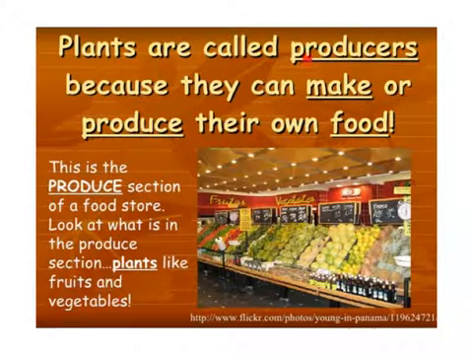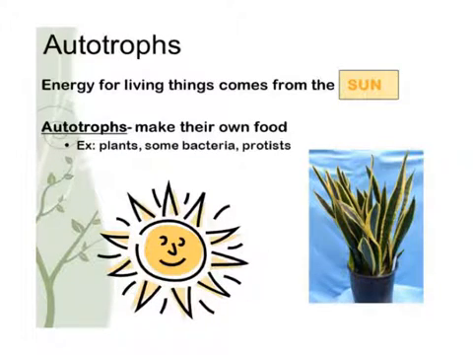Plants are called producers because they make or produce their own food. So for example, when you go to the supermarket, this right here shows the produce section because all of these are plants, the fruits and vegetables. Another word for plants other than producer are autotrophs because they automatically make or produce their own food.